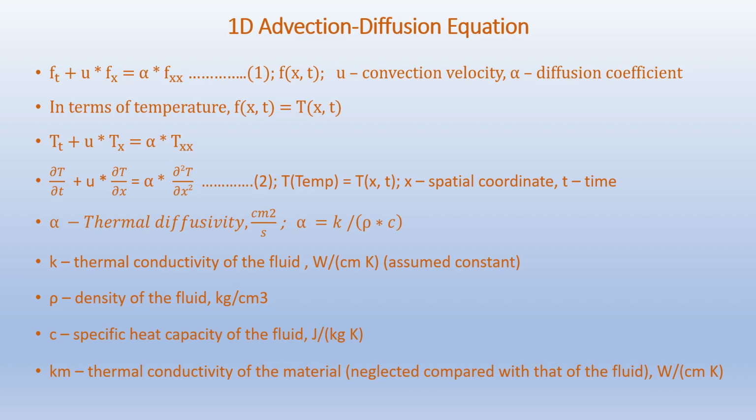It doesn't vary with the distance. Rho is the density of the fluid in kilograms per centimeter cubed. C is the specific heat capacity of the fluid in joules per kilogram Kelvin. We ignore the thermal conductivity and other thermal properties of the porous material itself, as we consider that it doesn't govern this particular problem.